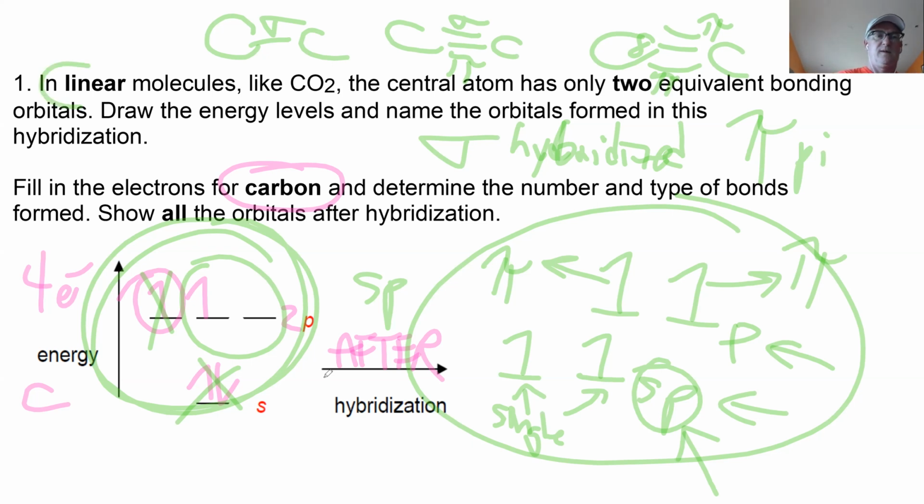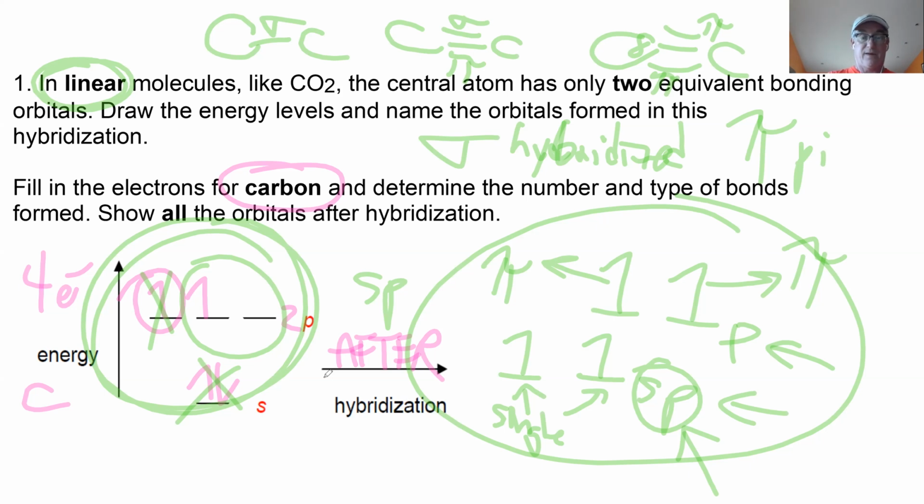Linear. It's linear, remember? And linear is sp. So pretty much any linear molecule, you're going to have sp hybridization. For trigonal pyramidal or trigonal planar, you're going to have sp2. For tetrahedral, you're going to have sp3. Okay, so that's how you would do the hybridization for carbon.